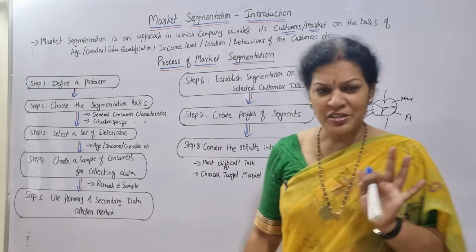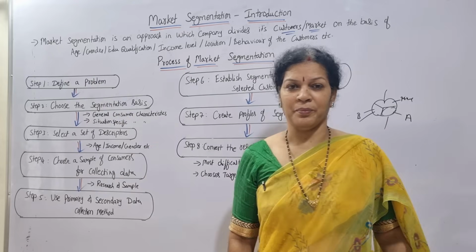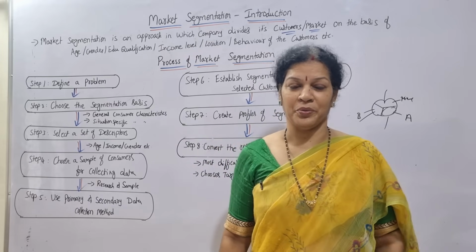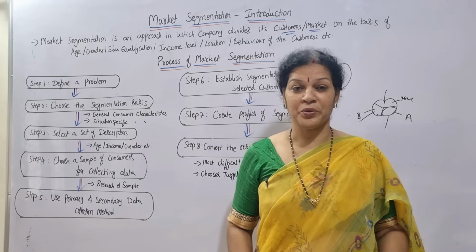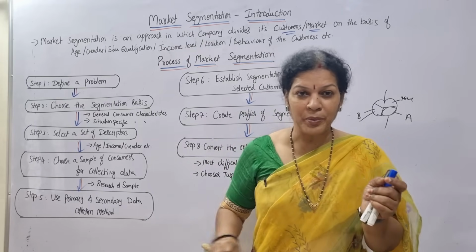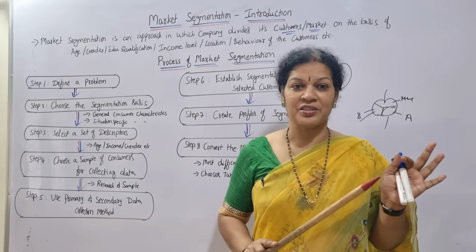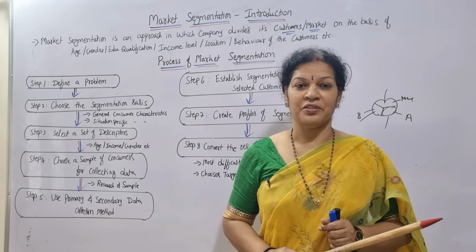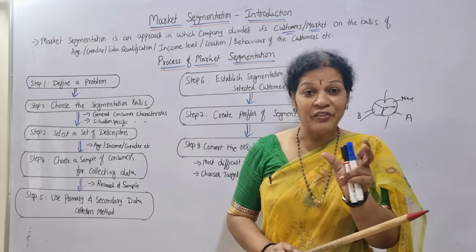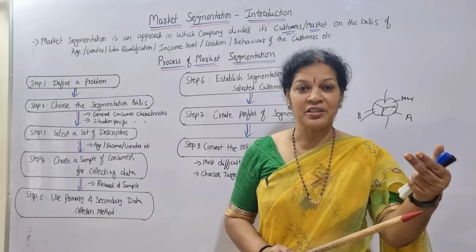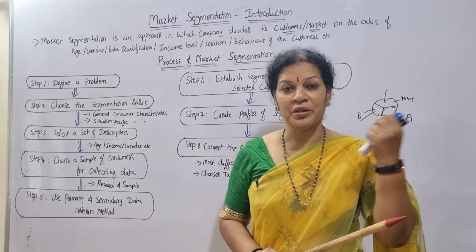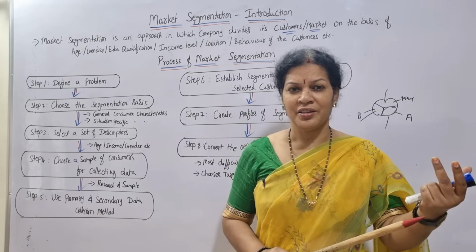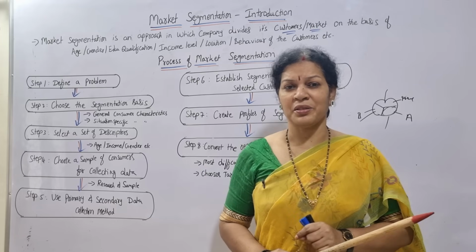Step number 1, the first step, is to define the problem. What is your product? What do you want to do? Where do you want to start? First you define the problem, and you have to understand your product. Once you understand your product, then you know how to approach it. Defining the problem is important, meaning understanding your product and where you want to approach it, where you want to launch, when you want to launch it, and who will be your target customers.